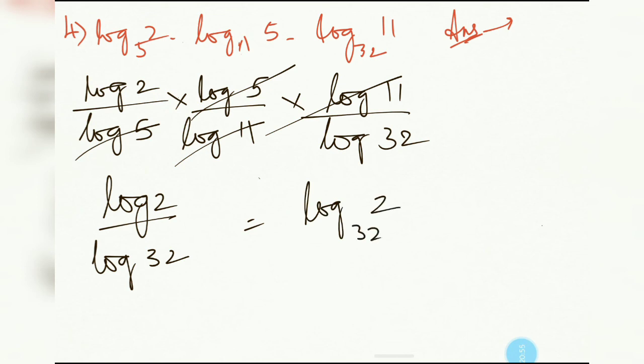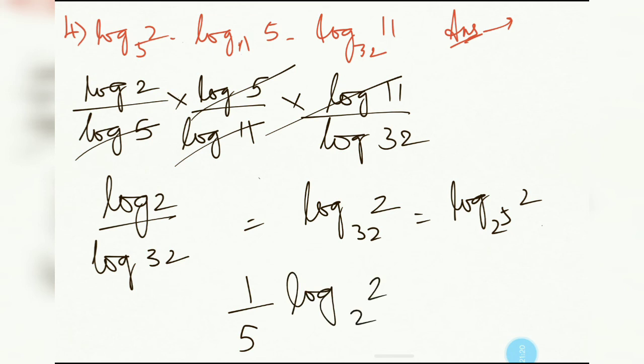Now 32, how can it be written? 2 power 5 we can write it, right? So I'm going to write 2 power 5. So log 2 to the base 2 power 5. Now this 5 is for the denominator, right? Whatever power is on the base, it will go to the denominator. So 1 by 5 log 2 to the base 2. Now what is the option? It is D, because this will become 1 and what will be left out is 1 by 5. Option is D.